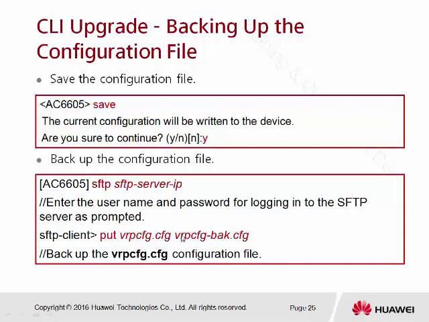When the file is copied to the server, it's going to be renamed to vrp-cfg-bug.cfg. So the second name over here is the name after you upload to the server, what the name is inside the server. The first name over here is your original file name.